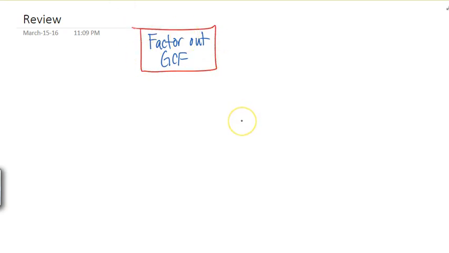So there's a diagnostic procedure that I like to have, so I'm going to share that with you right now. The first thing that you're going to do is the golden rule. Factor out GCF. Okay, always start by looking at a GCF. If you don't, your life will be more difficult.